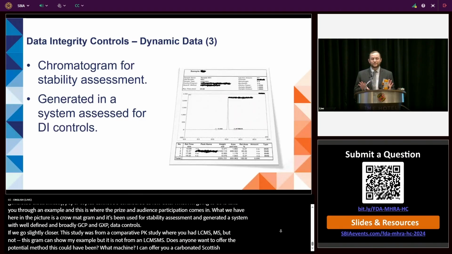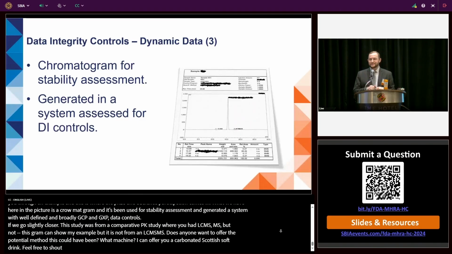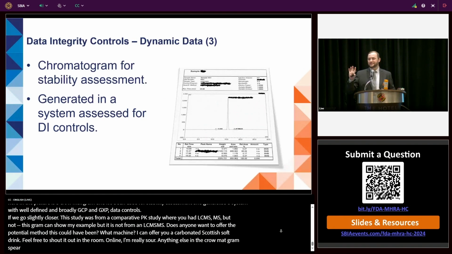Feel free to shout out in the room. Again, online, I'm really sorry. Not LCMS, MS, anything else that would be in that chromatogram generating sphere before I open it up to my colleagues on the right-hand side. Okay, that is fine. Anyone from the inspectorate, whether UK, FDA or Health Canada, want to offer? No, I'm running ahead of time. No. Other soft drinks are available.